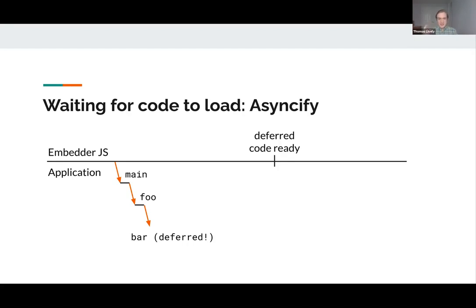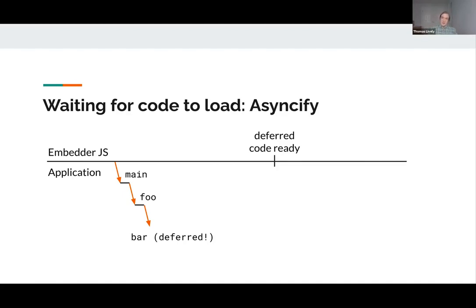We can't just spin waiting for bar to be loaded, because that will lock up the entire browser, and you won't be able to scroll, and you won't be able to click on things, and it'll just be a terrible user experience. So we really need to get back out of this WASM and go back to the browser event loop so that the application can keep running while we wait for bar to be loaded.